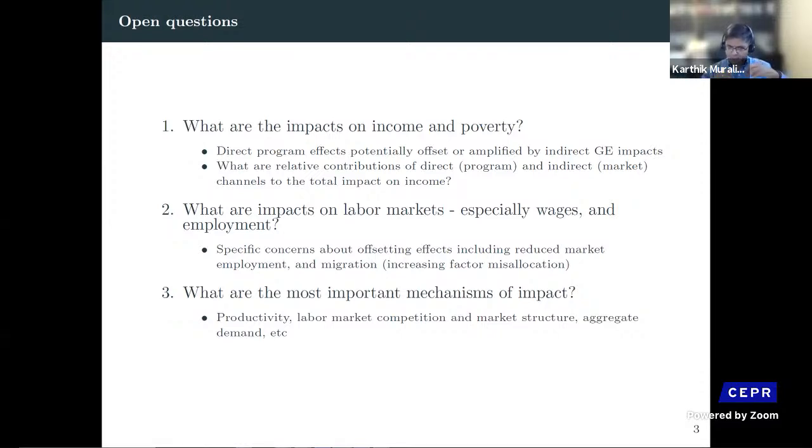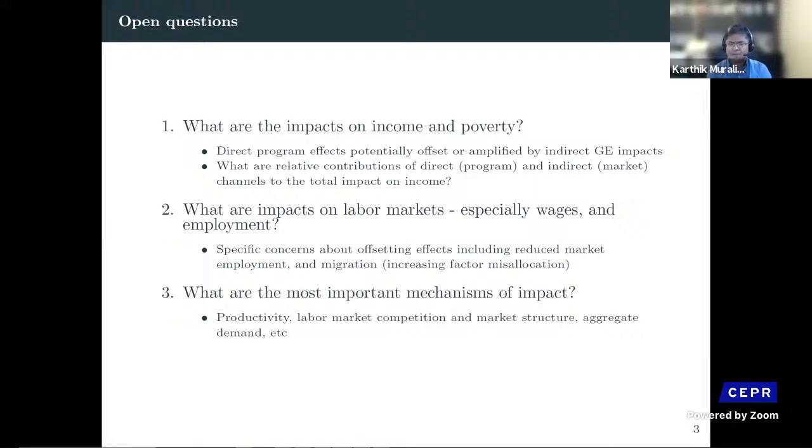The problem is we all believe there are good reasons to think, and we've seen this in the existing work as well, that a program like this can affect the broader labor market. It could make the income effects even stronger if you're able to also push up market wages. Alternatively, it could attenuate the benefits, because if you're increasing wages without increasing productivity, and private employment is going to fall, then that could reduce some of the effects of NREGA. So we care both about this overall effect and about the relative contributions of the direct effect of the program and the indirect market channels to the total impact. And this is just a really hard question to get at.